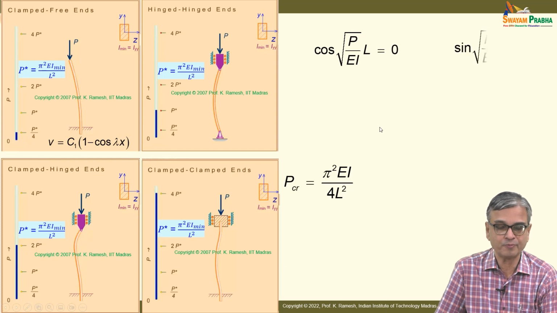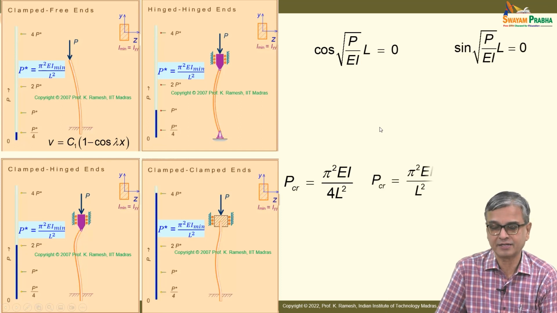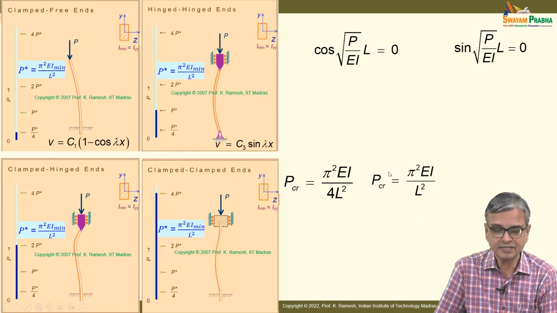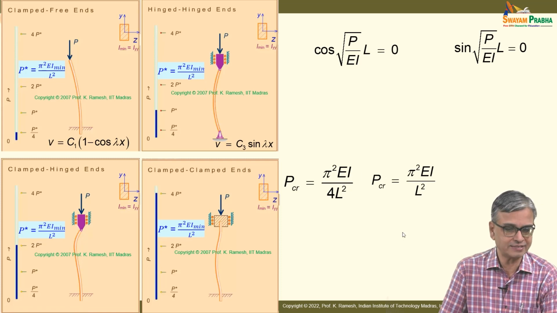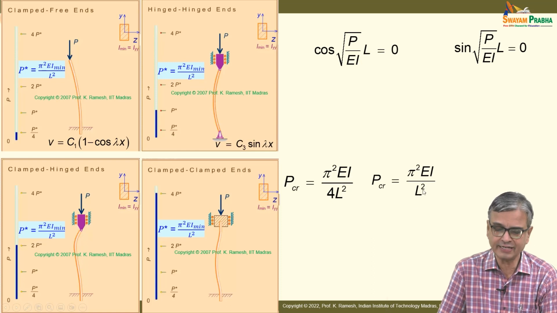When we went to pinned end, we had sin square root of P by EI L equal to 0. This gave me P critical as pi squared EI by L squared. In all my expressions I have just put I; you must recognize that it should be I minimum, which is done in the diagram but not in these expressions. So, recognize that you should put this as I minimum.